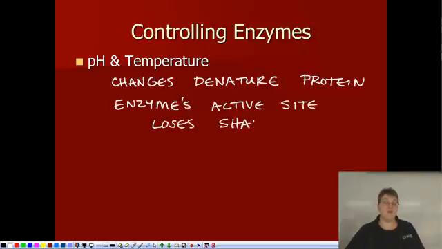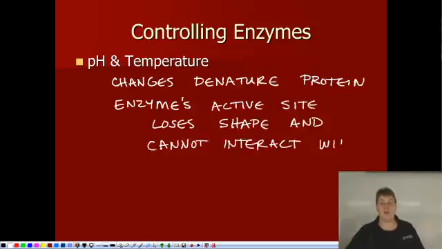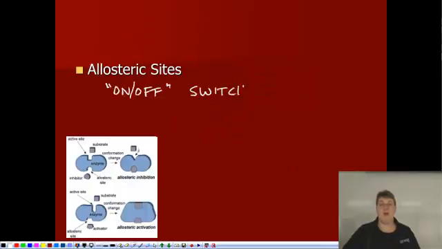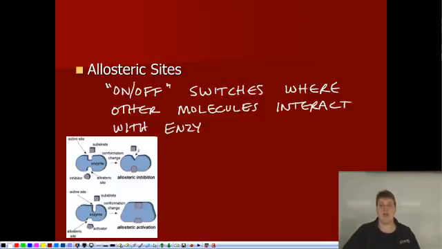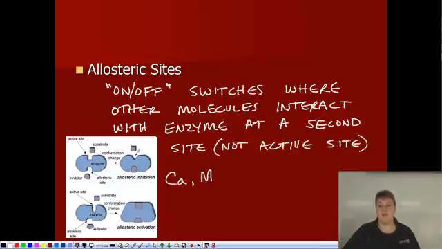So one of the things you want to concern yourself with is, if enzymes are so critical to these processes and you need to control reactions, how do you control the enzymes? Well, one easy way, since they're proteins, would be to change the pH or temperature. Because when you change pH or temperature, it has the potential to denature or unfold that protein. The active site will lose its shape, and it won't be able to interact. The other way is something called allosteric sites. These are little on-off switches at locations other than the active site. It's away from the active site.